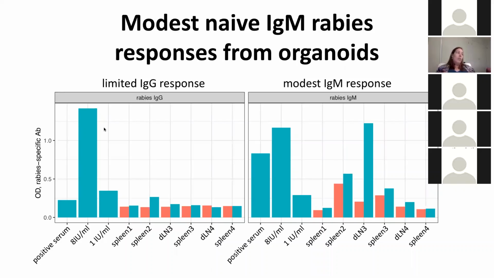So overall, when we look for rabies-specific antibodies, clearly there is not much going on in the IgG rabies-specific response, but we see consistently a little hint of an increase in all of the rabies stimulated cultures compared to the unstimulated control cultures.